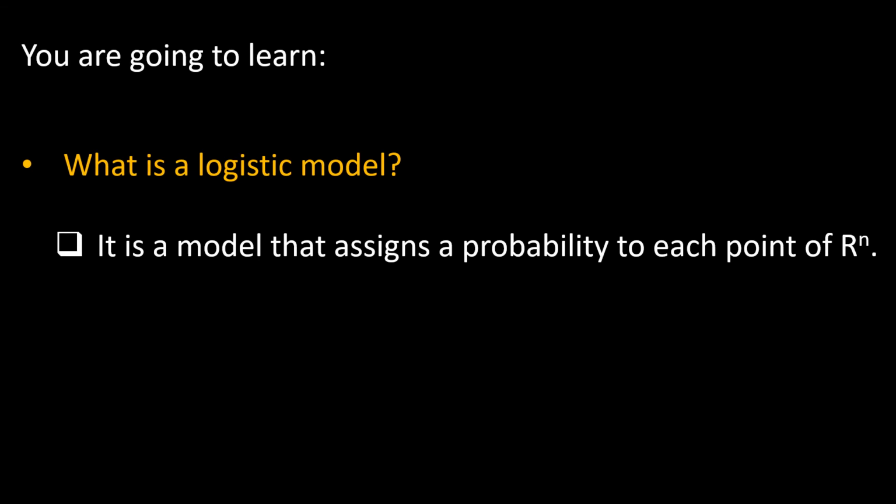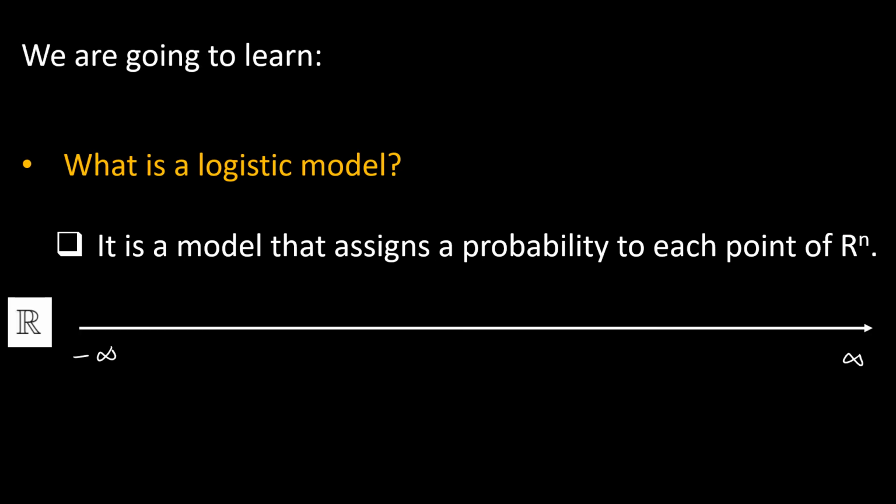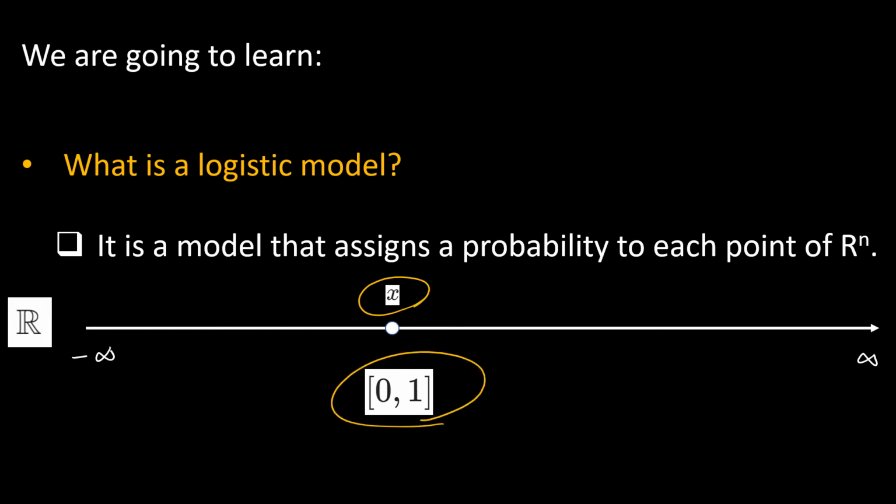It is a model that assigns a probability to a point in Rn, but this sounds very complicated, so instead of Rn, we will start with R, or the real line. This is the real line, or R, starting from negative infinity to positive infinity. For an arbitrary point x on the real line, the logistic model assigns a number between 0 and 1 to this point x. We call it a model because it models the probability of points.